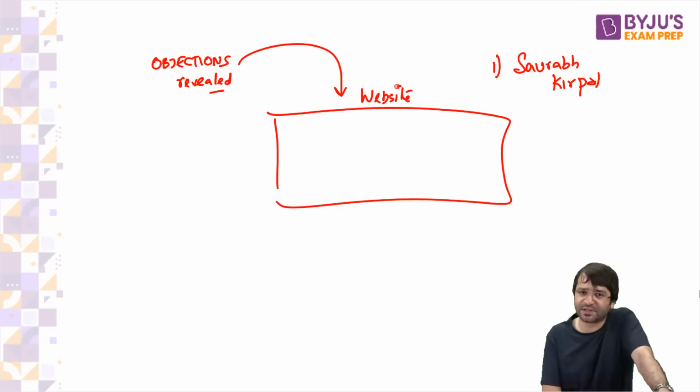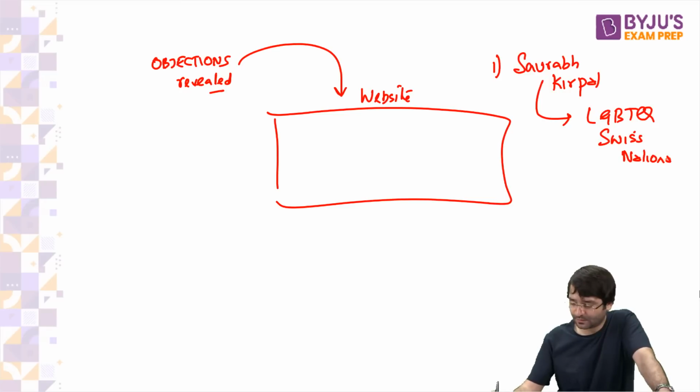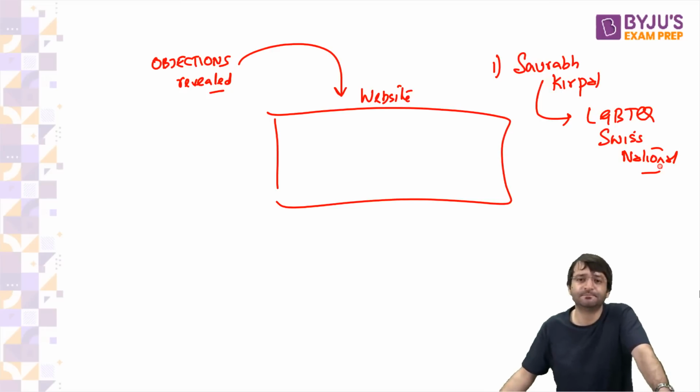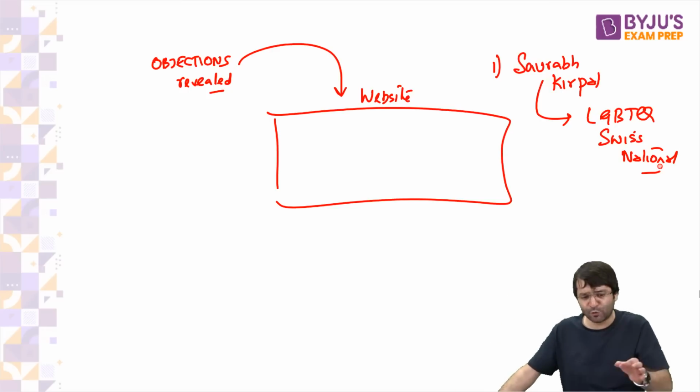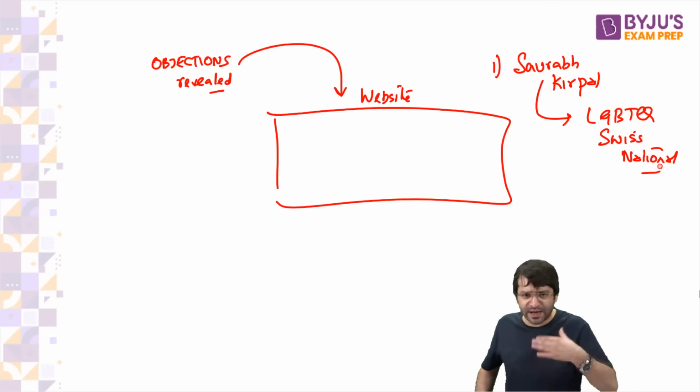And what are the objections raised by the government? That Saurabh Kirpal belongs to the LGBTQ community and his partner is a Swiss national, which will compromise our national security. A foreign national is the partner of Saurabh Kirpal. Supreme Court reiterated his name, saying you have raised these objections in writing, we are now reiterating his name.